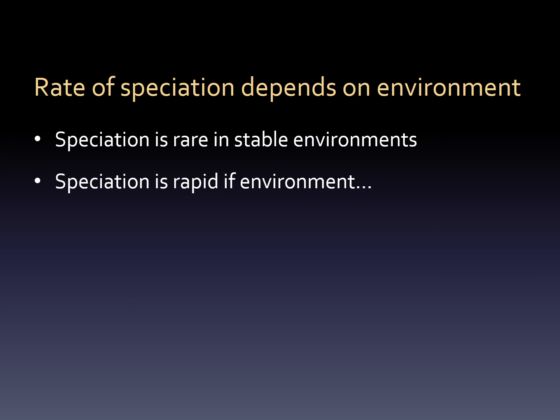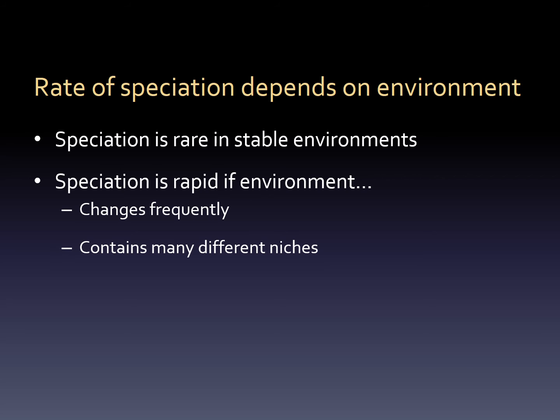But speciation is rapid if the environment changes frequently and is constantly adjusting, and then the animals that live there have to adjust to suit. Or when the environment contains many different niches, and a niche is an aspect of the environment that an organism could specialize on. So it involves the places where you live and raise your children and the foods that you eat.